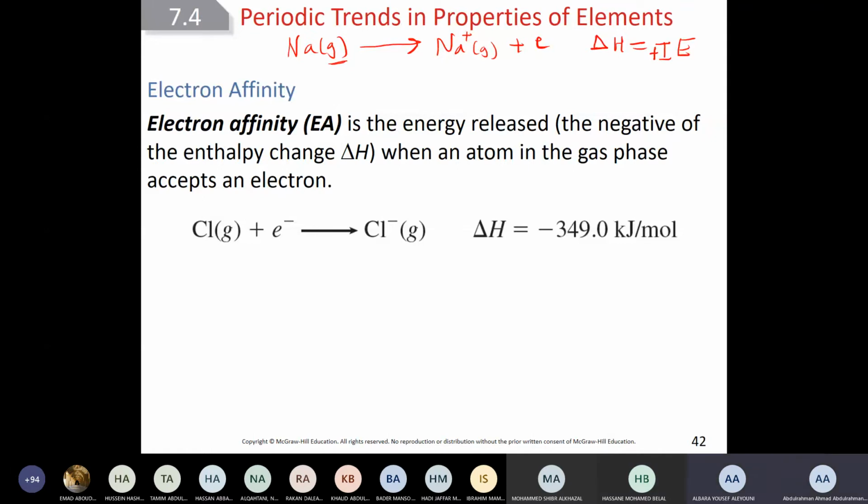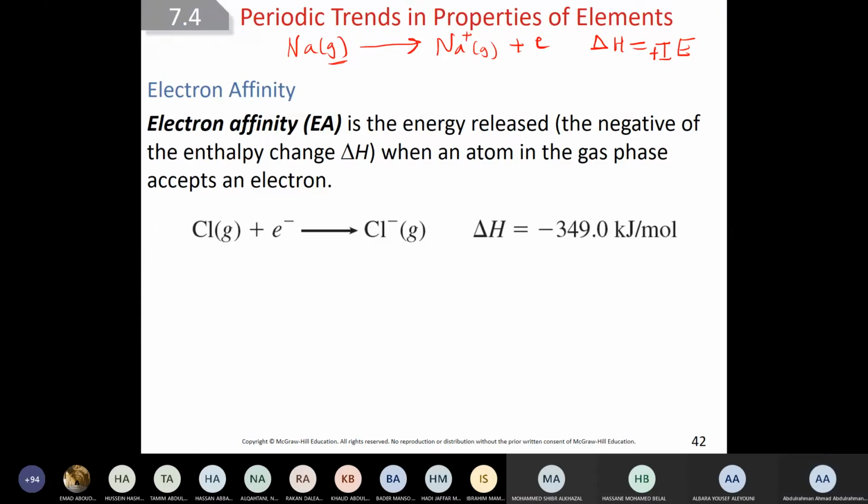Removing an electron, because you need to put energy in to take the electron away. It's not easy to take the electron. Try to break something. For example, if you have two magnets, how can you separate these two magnets from each other? You need to put force, right? Okay, that is ionization energy.